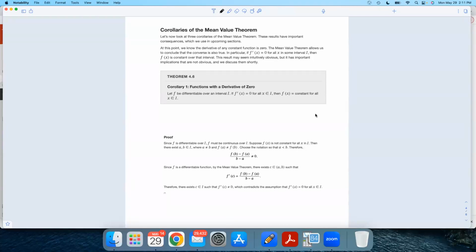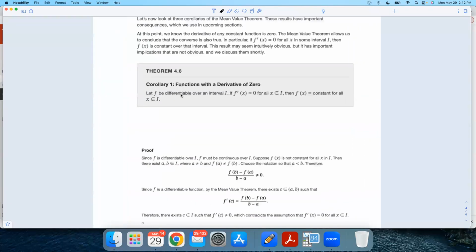Okay, two other quick corollaries of the mean value theorem. This one says you got yourself a differentiable function. If it's differentiable, it has to also be continuous. Remember, differentiable implies continuous. You can have continuous but not differentiable, but you can't have differentiable and not continuous. Think really hard about that. Make sure you understand the difference.